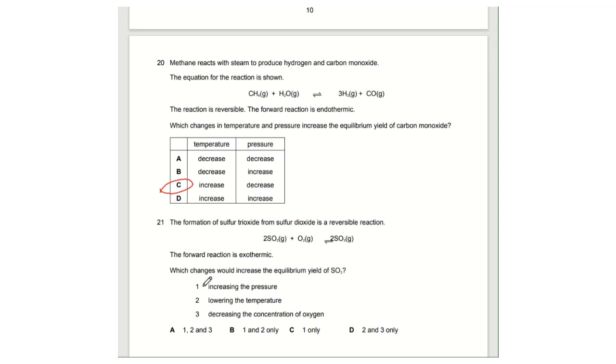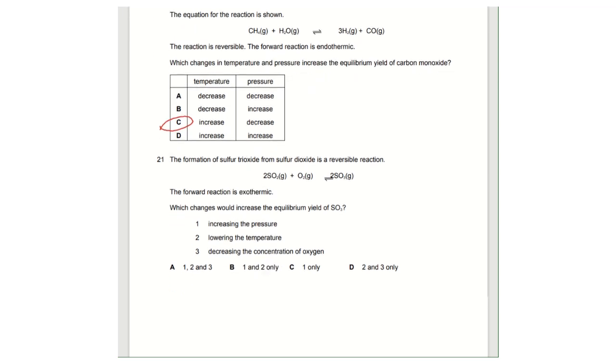So the forward reaction is exothermic, would increase the equilibrium yield of SO3. Increase the pressure, yes. Increase pressure: 1, 2 and 3, in total 3 particles, and here are 2 particles. So increase in pressure will shift from more number of particles to less number of particles. Lowering the temperature, yes. Forward reaction is exothermic. This will decrease the concentration of oxygen? No, decreasing concentration reverses the reaction. So 1 and 2 is correct. So choice is B.